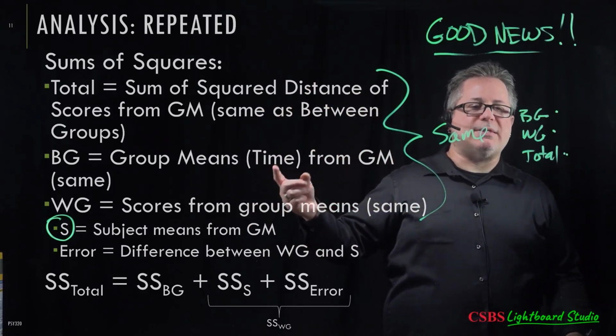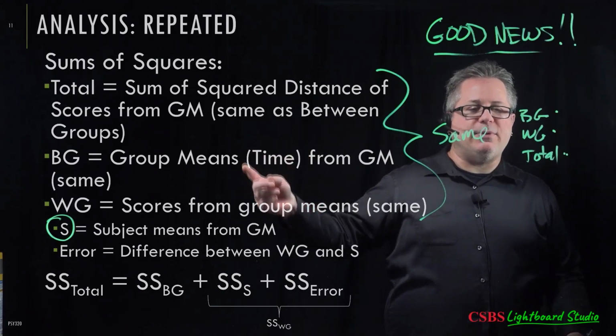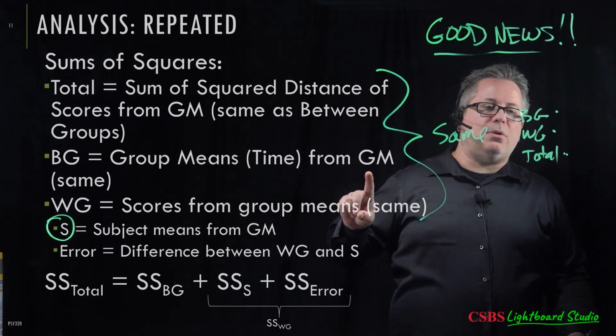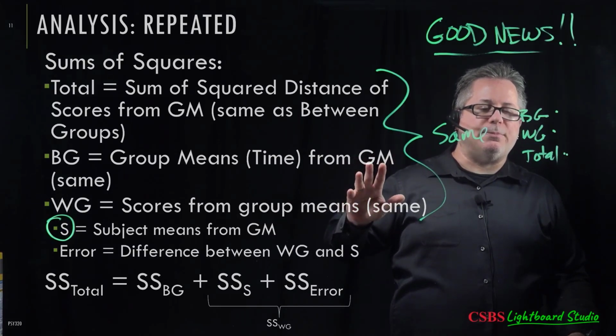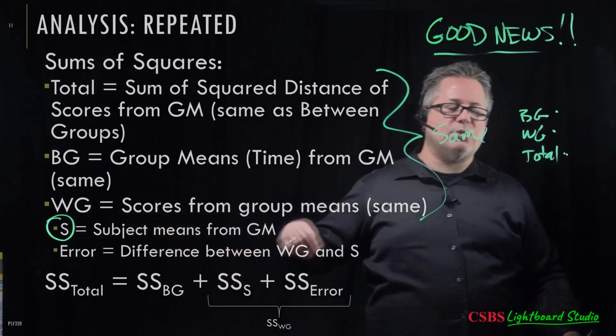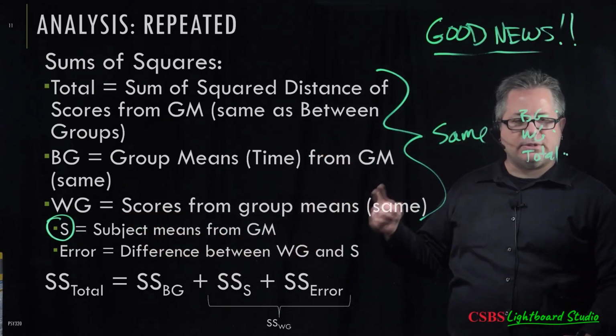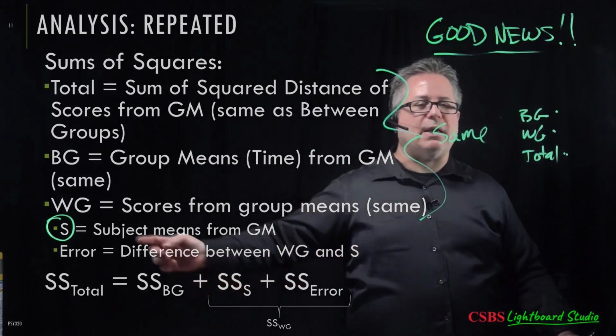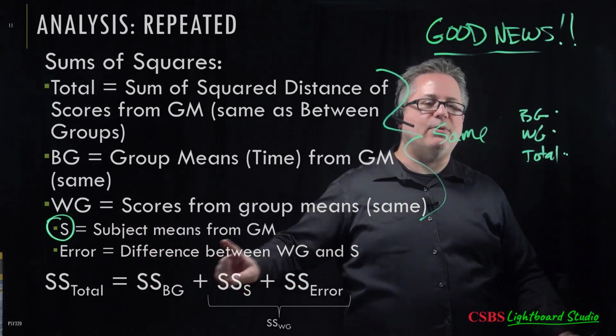So the differences across time is each mean for each time, the mean of pre, the mean of post, the mean of follow-up, all around the grand mean, just like before. The within groups is just all the scores around their own group mean. That's exactly the same, nothing's changed. Then we get this S, which is the subject means from the grand mean.